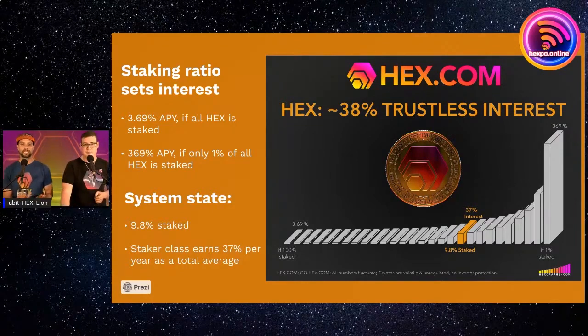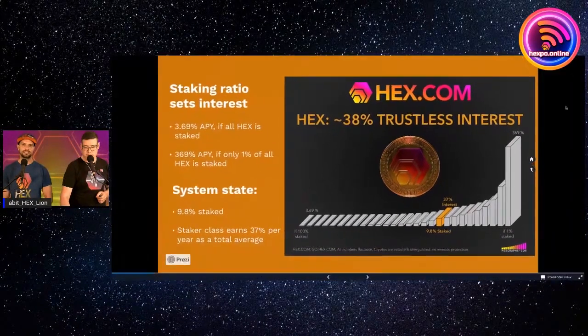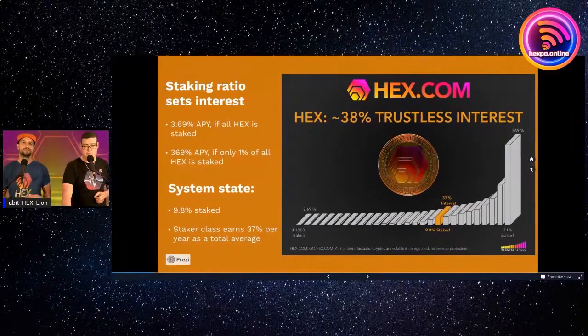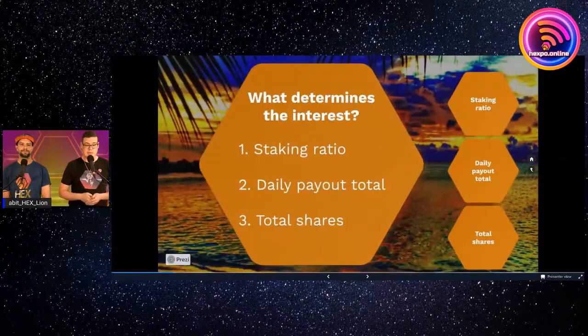So the staking ratio shows you that HEX is a dynamic system. You are your own bank, so you decide yourself how much interest you want to print in the future. If you stake for 1 year, you earn about 10%. If you stake for the average staking class of what we have right now, the 6 years, you earn about 37%. And if you stake for longer, of course, you earn a little bit more than that. So then the second determining factor, the daily payout total.